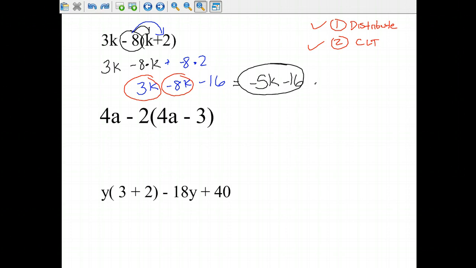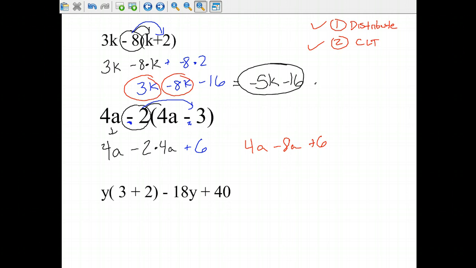Next one. Now we need to distribute, in this case, the -2 through. So we're going to bring down our 4a. -2 times 4a is, I'll go ahead and write it out like this, -2 times 4a. And then we've got to distribute the -2 to the -3. A couple ways you can do this, but I'm thinking of a negative times a negative is a positive, and 2 times 3 is 6. So here what we get is 4a minus 8a plus 6.